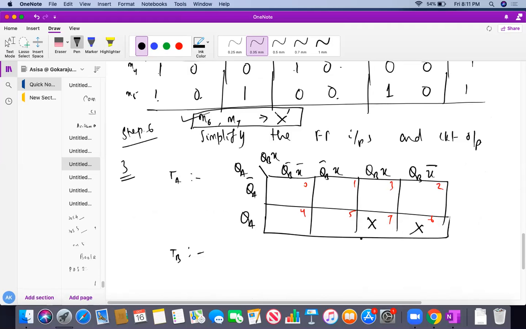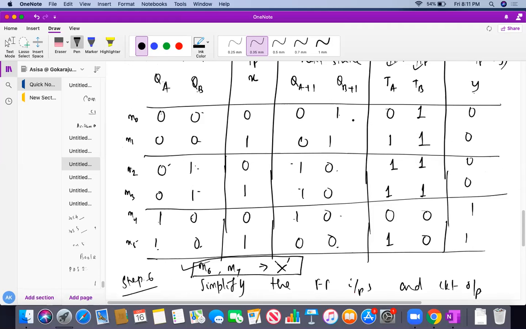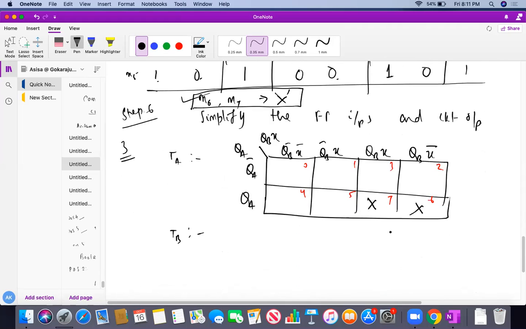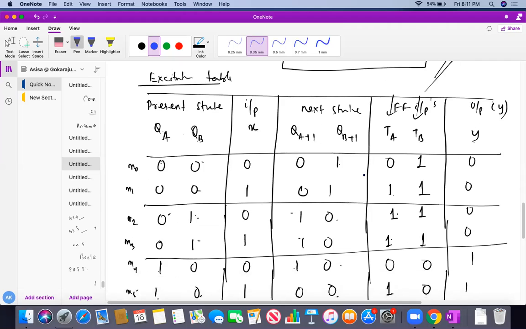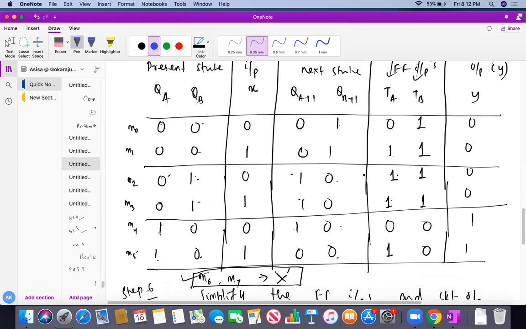And where are the minterms present? Minterms 1, 2, 3, 5 are present. Other places are 0. Do you all understand what you need to do? Now you know how to group it. Very simple. You need to group one quad, and this 2 is present for TA.